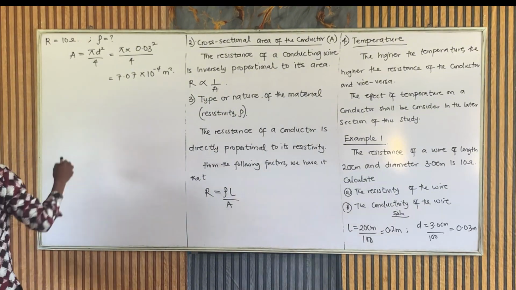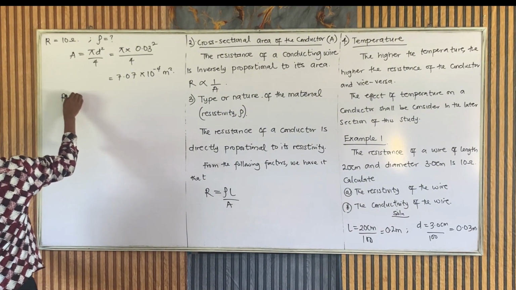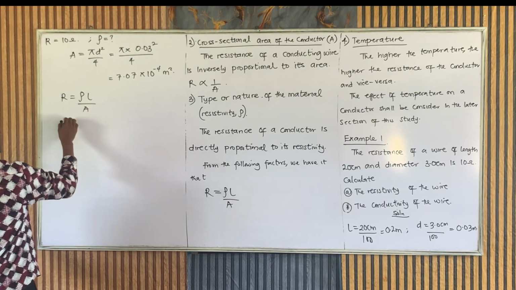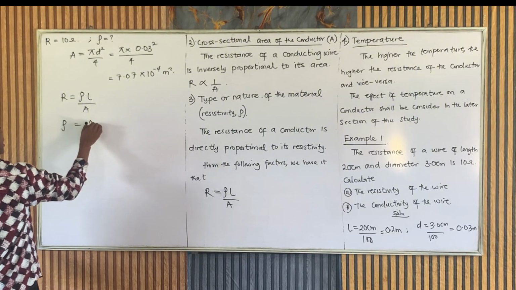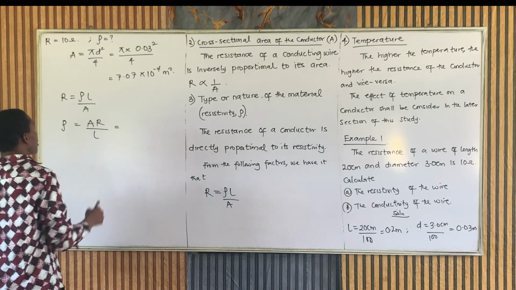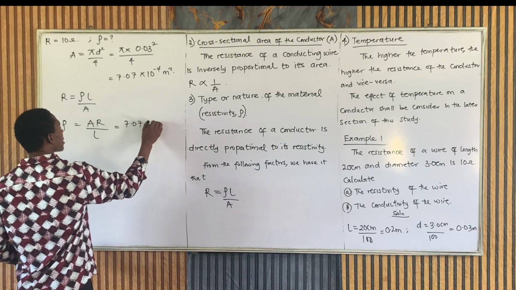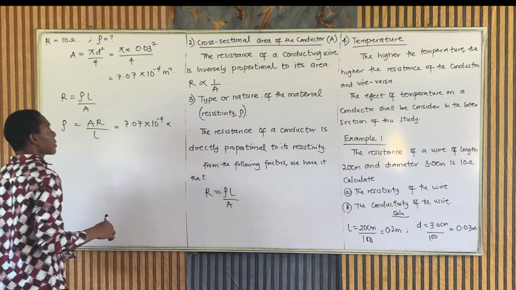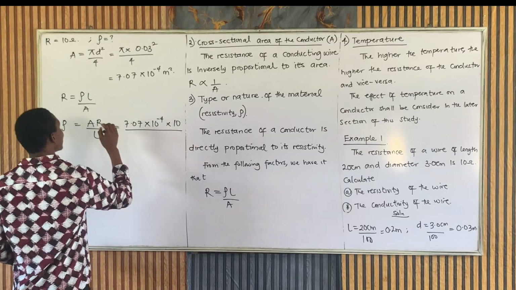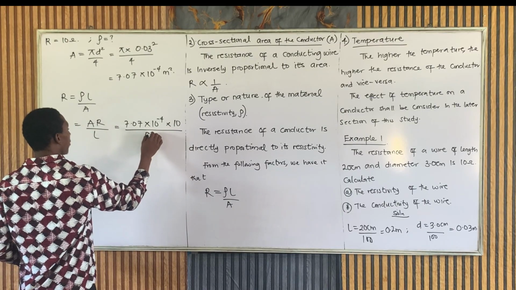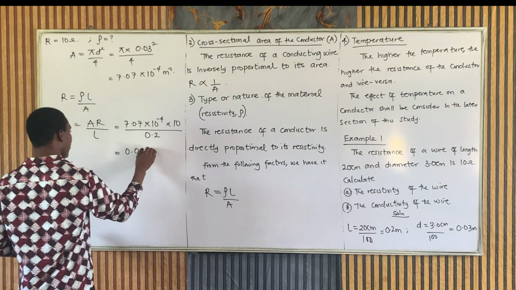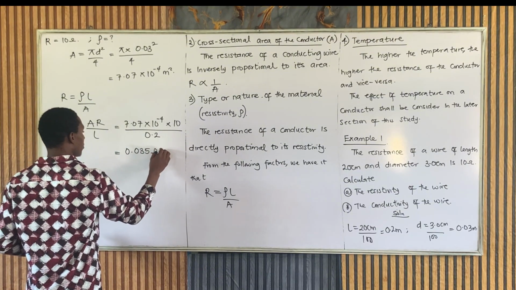Okay, so now we know that resistance is equal to resistivity times length over area. Hence, we can say resistivity is equal to area times resistance over length. And this will give us the area to be 7.07 times 10 raised to the power minus 4, then times the resistance, which is 10, all over the length, which is 0.2. So this will give us 0.035 ohm meter.